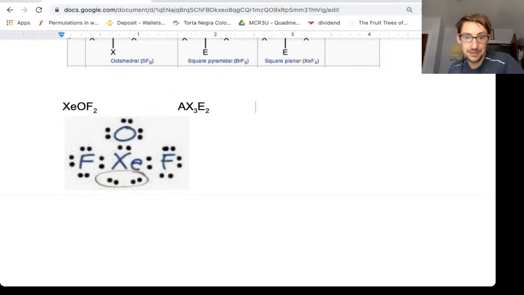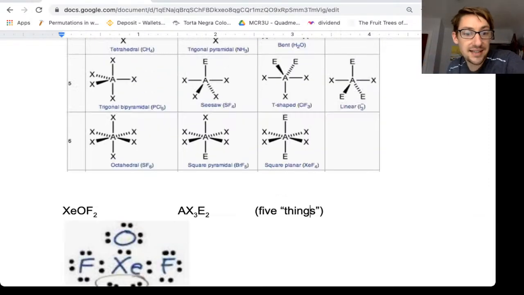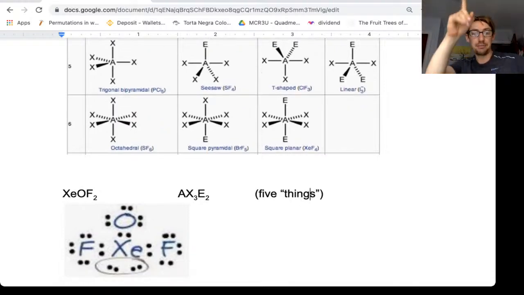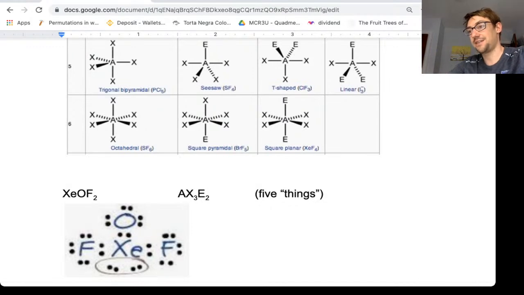Now the way I think about that is that that's 5 things total. How far apart can 5 things get? It's trigonal bipyramidal. 1 up, 1 down, and 3 around the center. Let's see if I still got it here. 1, 2, 3, 4, 5. 1 up. No, let's do the 3 around the center first. You can see here on my camera, I've got my 3 things.